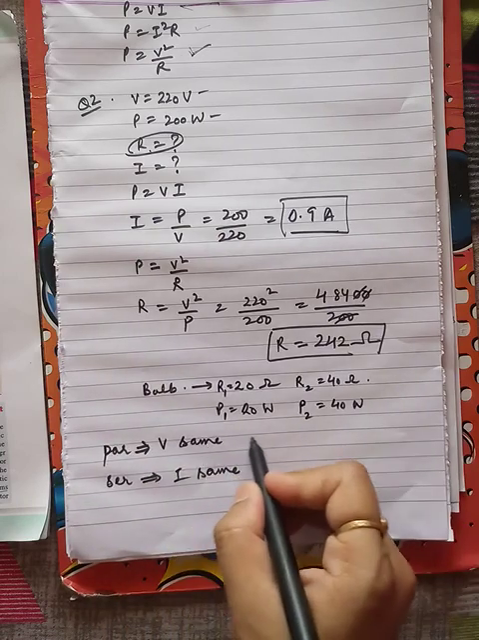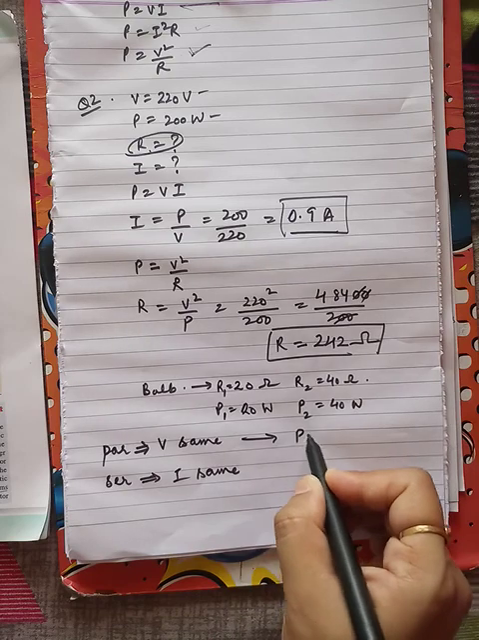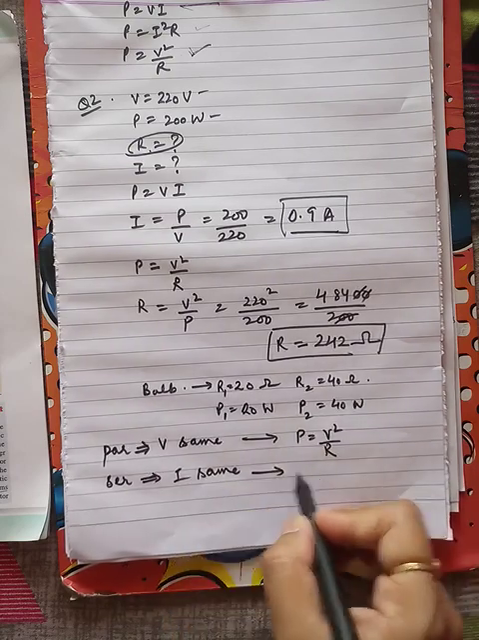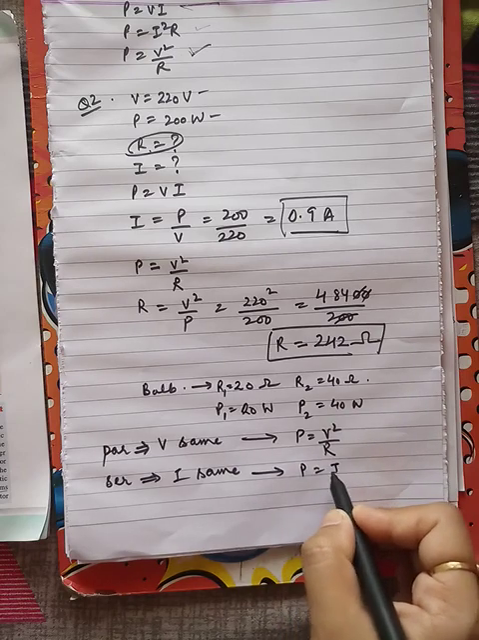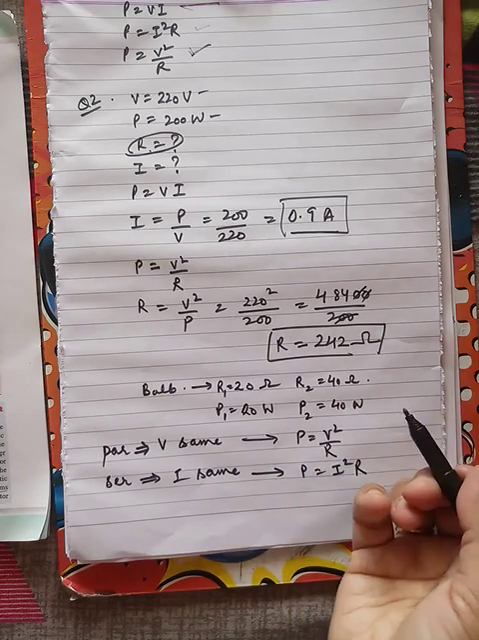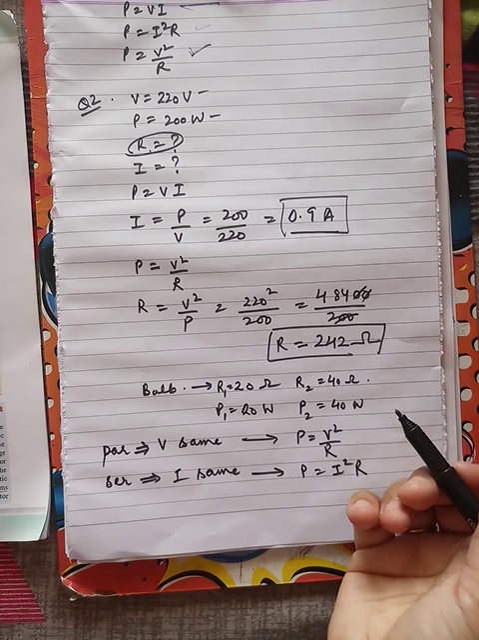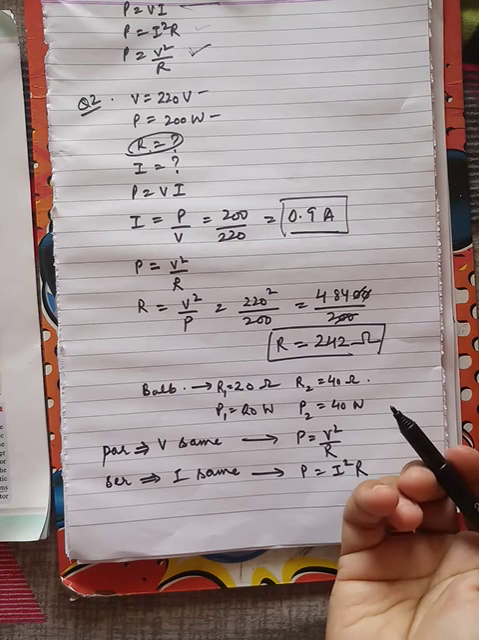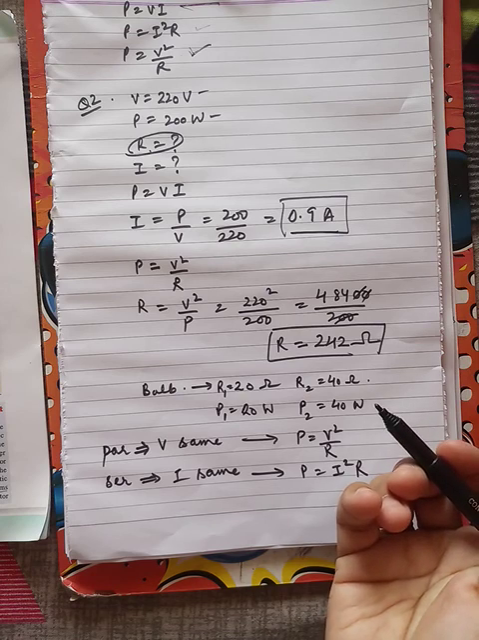When V is same, we will use this formula, power is equal to V square over R, and when I is same, we will use this formula, power equals I square R, to find out the power dissipated. Or we can be asked which bulb will glow more. That is the same as power dissipation.